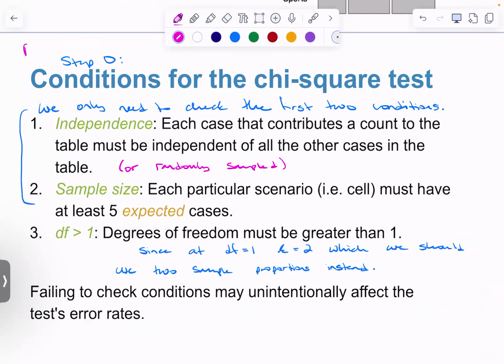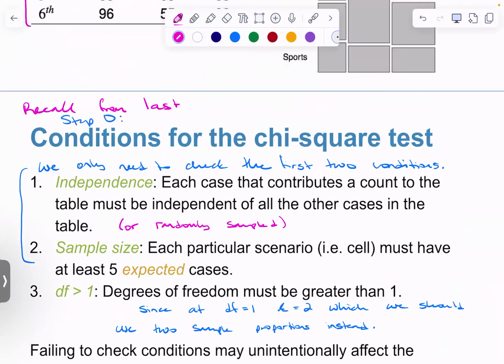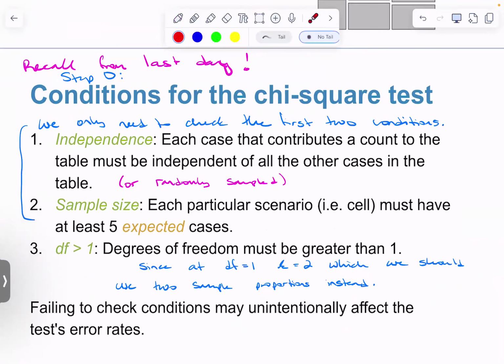The first thing we need to do is check our conditions. Recall from last day, because I brought this in from last day, the conditions for a chi-squared test are really simple in comparison to a 1 sample proportion test or a 2 sample proportion test, because those conditions are huge. First one is independence. Each case that contributes a count to the table must be independent of all other cases in the table. If you've randomly sampled, then you can assume that that's true.